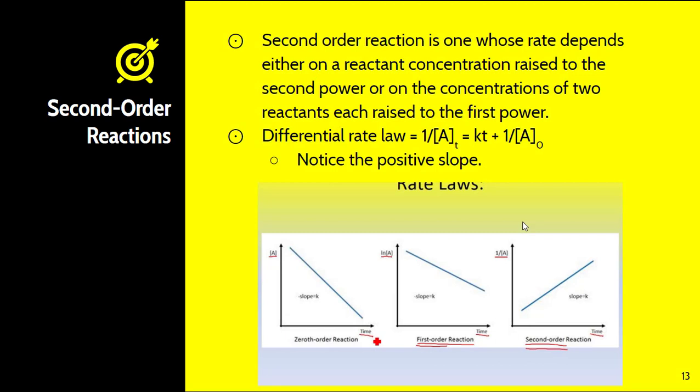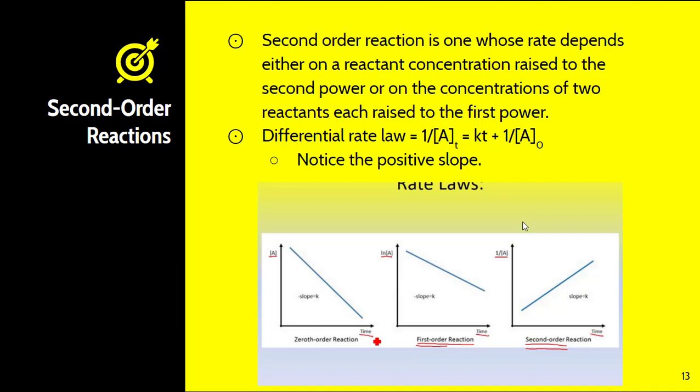A second order reaction is one whose rate depends on either a reactant concentration raised to the second power or on the concentrations of 2 reactants each raised to the first power. Remember that the total reaction order is additive. The differential rate law is 1 over the concentration, and notice that it has a positive slope. So again, keep these things in mind.